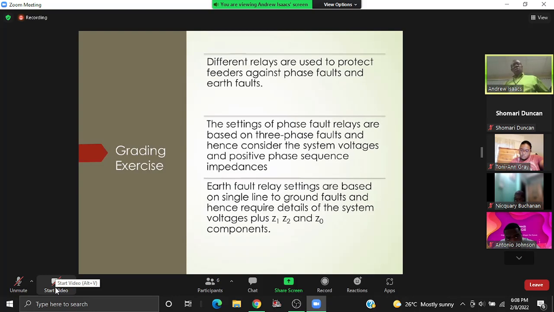For your earth relay settings, you're going to need your single line to ground fault information. That would then be based on the voltage and your positive, negative, and zero sequence components. And of course, you are no experts on that, so we don't need to worry too much about that.